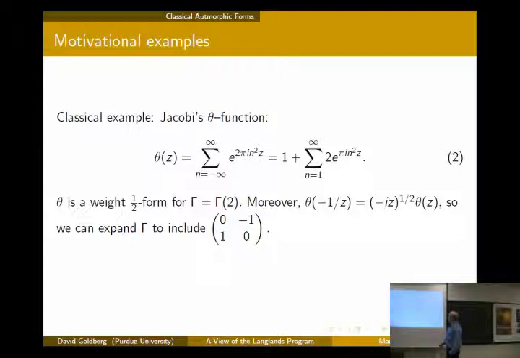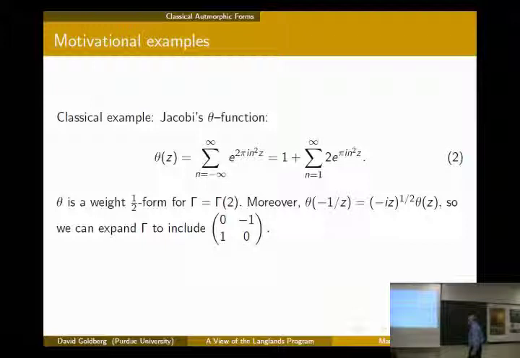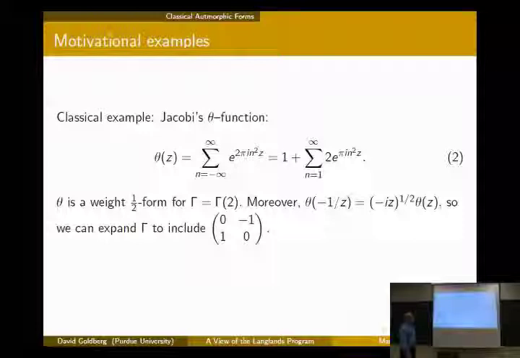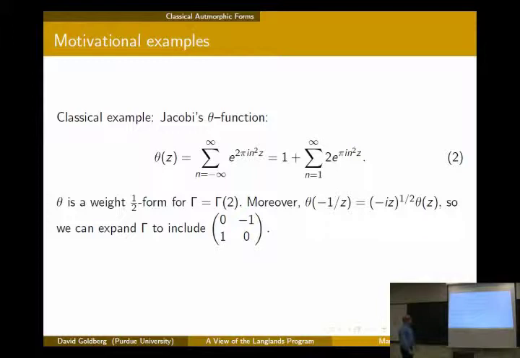So that's the matrices which are congruent to the identity mod 2. That means that for A, B, C, D, it just means A and D are odd and B and C are even, and the determinant is 1. And you'll notice that theta of minus 1 over z is (iz) to the 1/2 times theta of z. So this means we can actually expand gamma by adding this reflection. And that's very important.